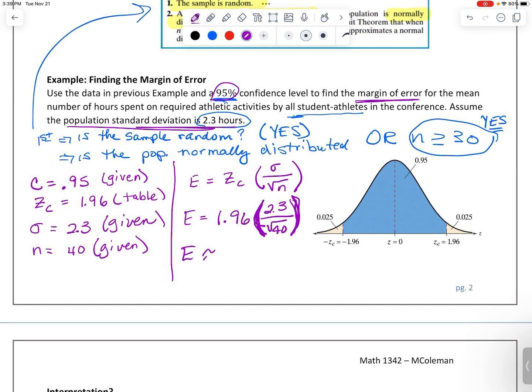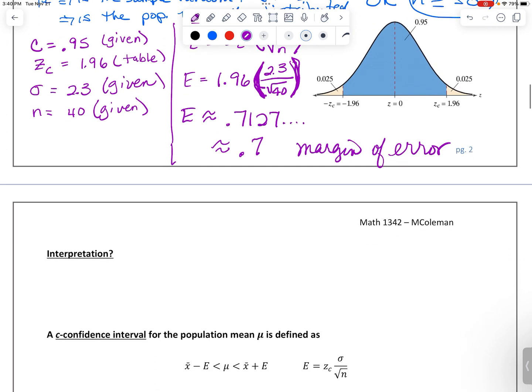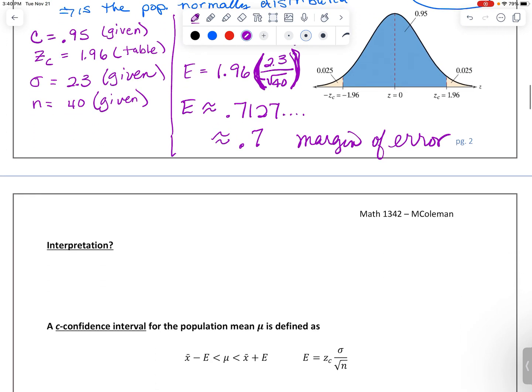So check on your calculator and make sure that you get approximately 0.7127 and a bunch of other things. So that means that my error is about 0.7. This is my margin of error. All right. Please check this on your calculator and make sure that you are typing it correctly into your calculator. Right. So what does this mean then?